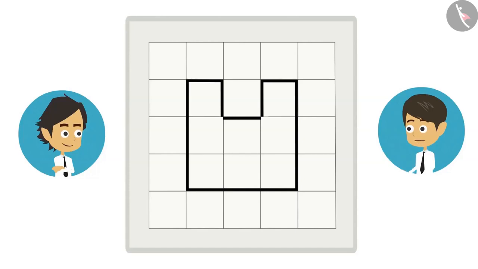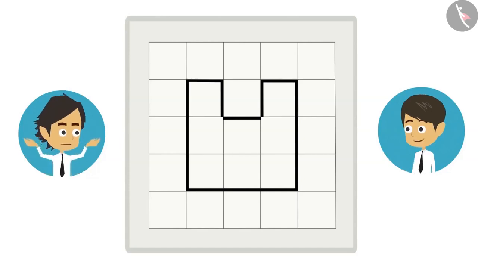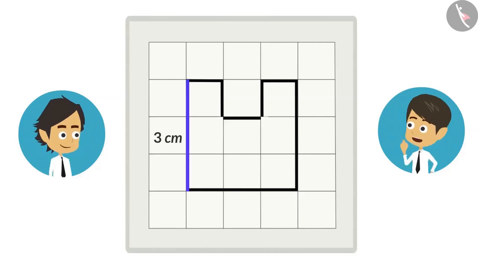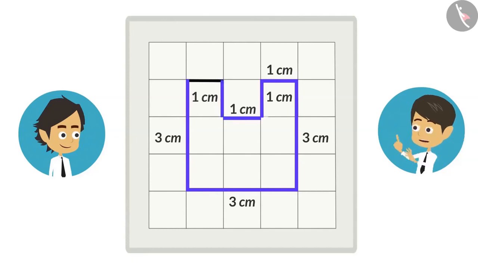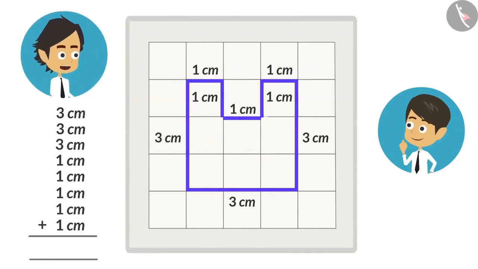Let's measure and check. Okay, let's write the length of all the edges. 3 centimeters, 3 centimeters, 3 centimeters, 1 centimeter, 1 centimeter, 1 centimeter, 1 centimeter, 1 centimeter. If we add them, the answer will be 14 centimeters. That means changing the shape of a figure changes the size of its boundary.